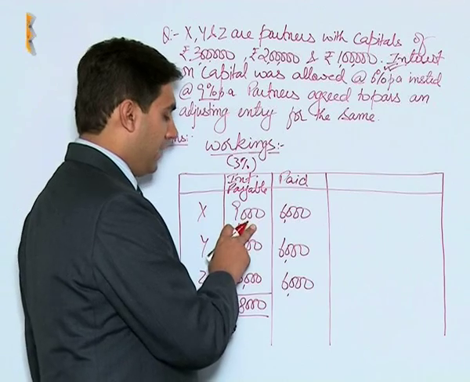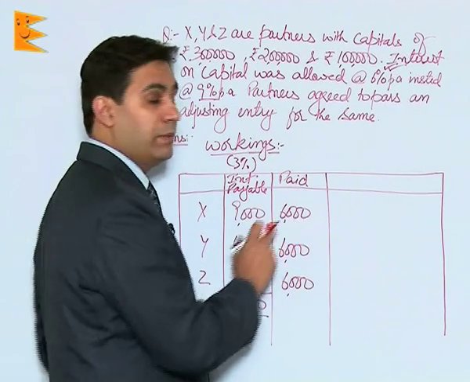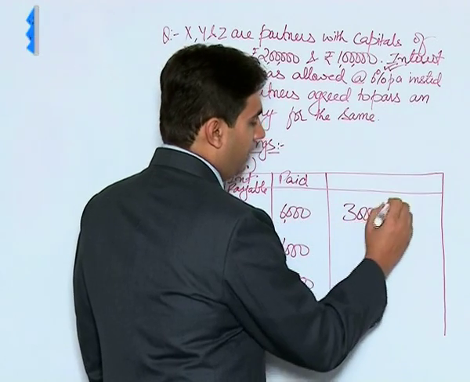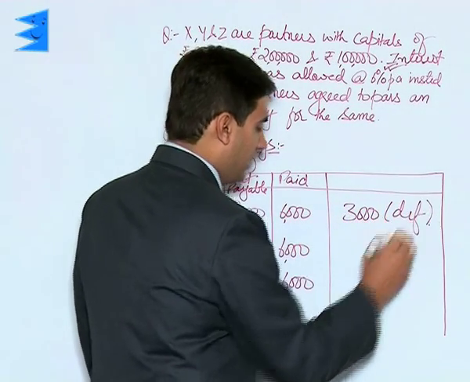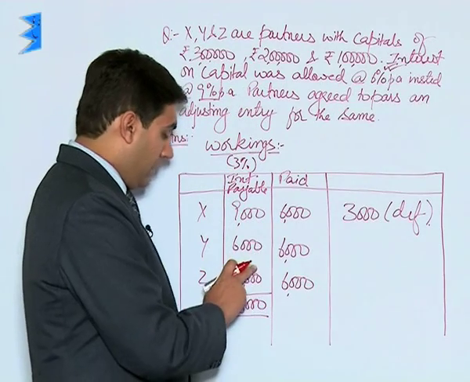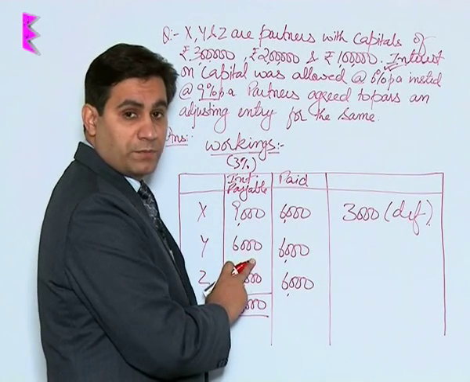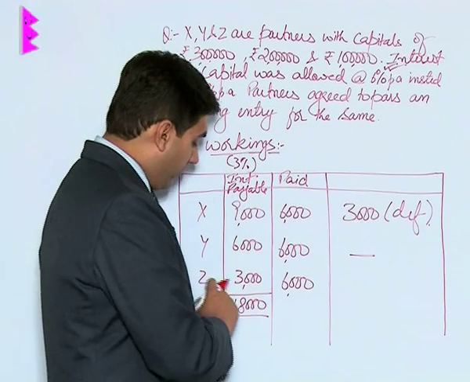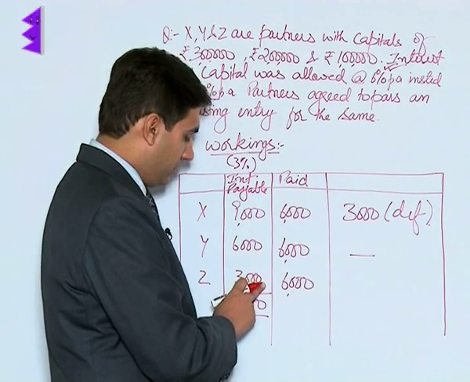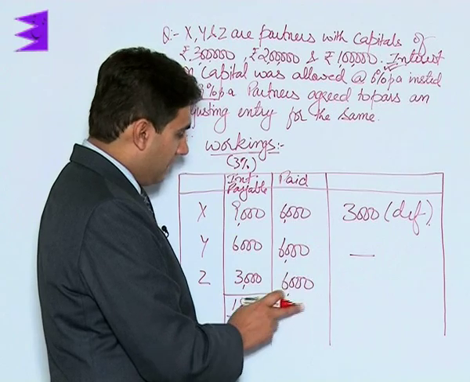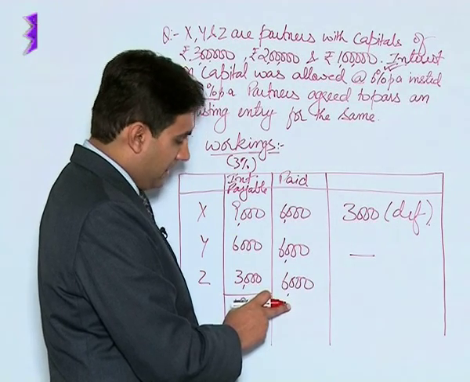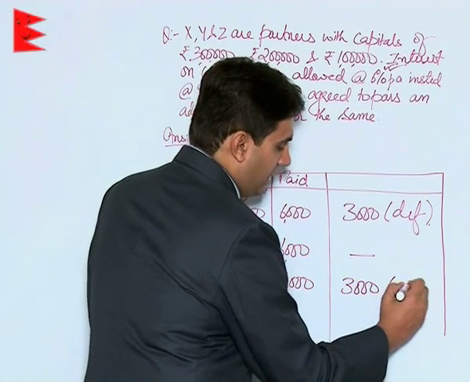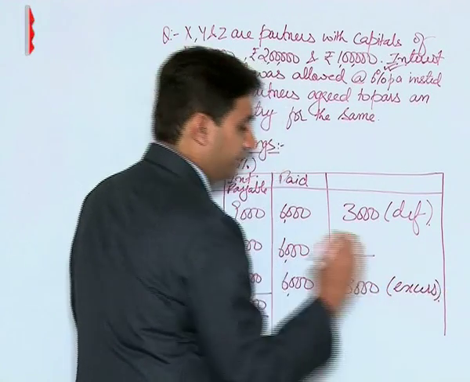X was to be paid an interest of 9,000 but has already been paid 6,000. That means 3,000 is still payable. There is deficiency on account of X. Y, 6,000 was payable, he has already got 6,000. There is no error in the accounts of Y. For Z, he was to be paid 3,000 but he has been paid 6,000. That means 3,000 in excess that would be recovered from him.